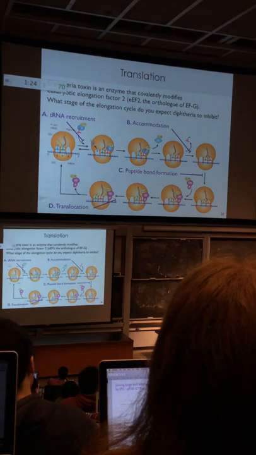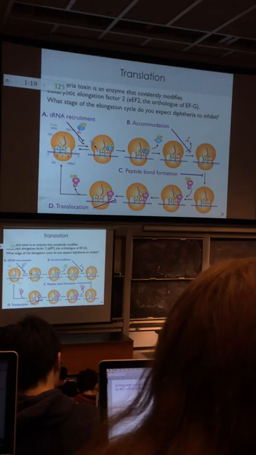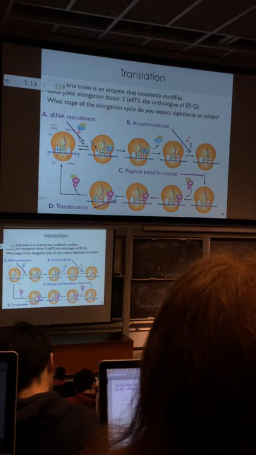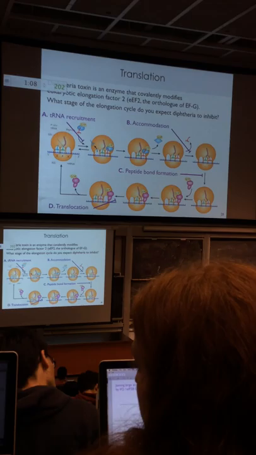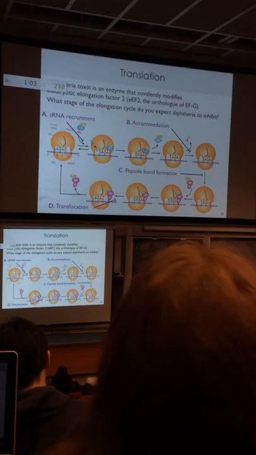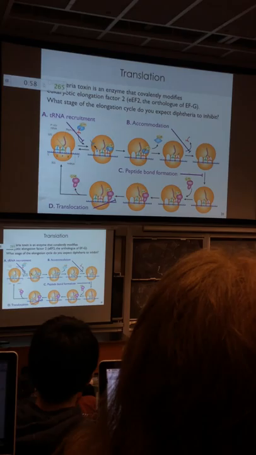So I'll go ahead and show the options that affect the tRNA recruitment, the accommodation of the tRNA into the ribosome, the formation of the peptide bond, or the translocation step of the elongation cycle. When you inactivate elongation factor 2, the eukaryotic equivalent of EFG.